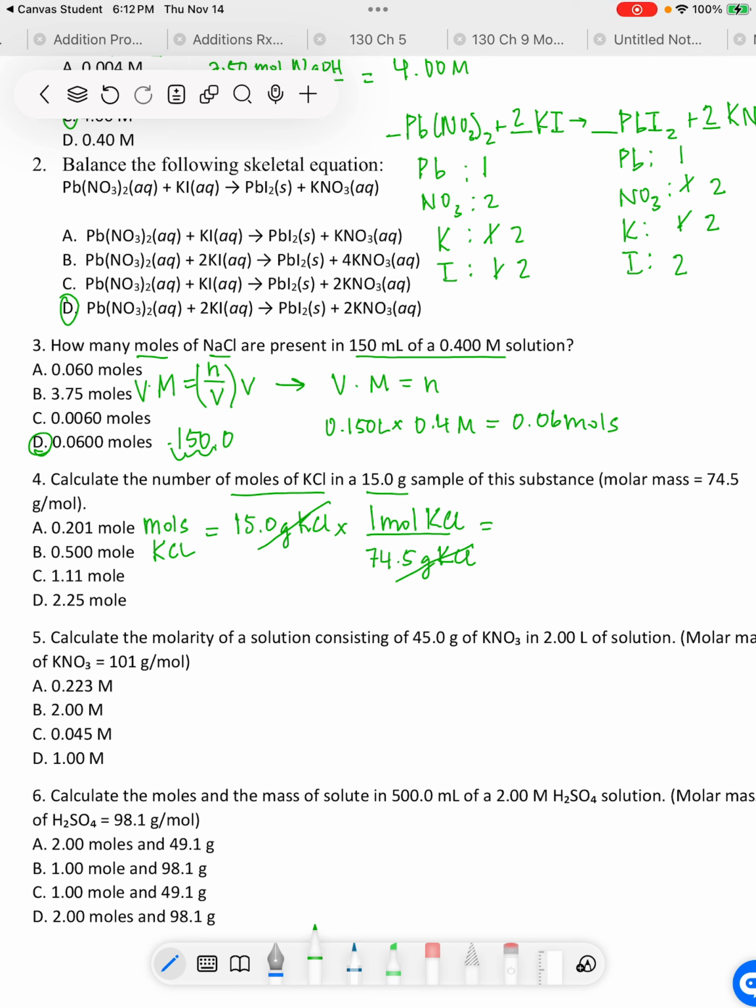And I get 0.201 moles of KCl. So that is A.